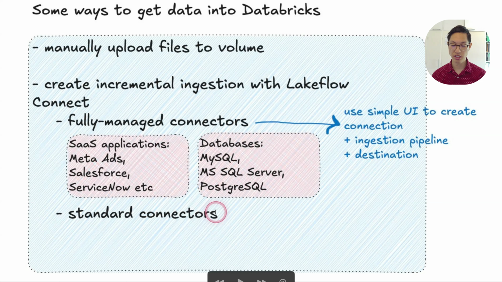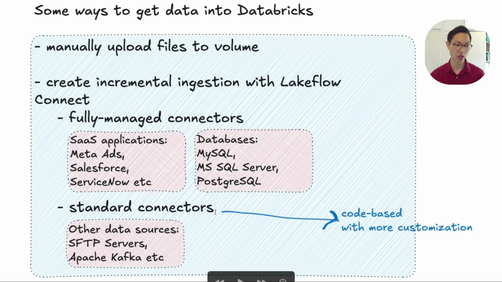And then we have the standard connectors as well. These are for other data sources, for example SFTP servers, Apache Kafka, etc. These are more code-based and require more customization, but they're still common, so Databricks gives you some kind of frame to work with. So these are the standard connectors.